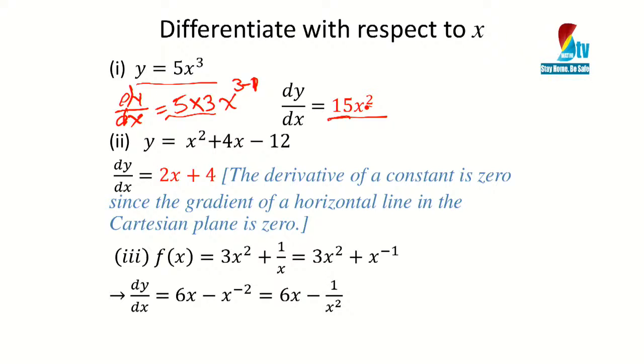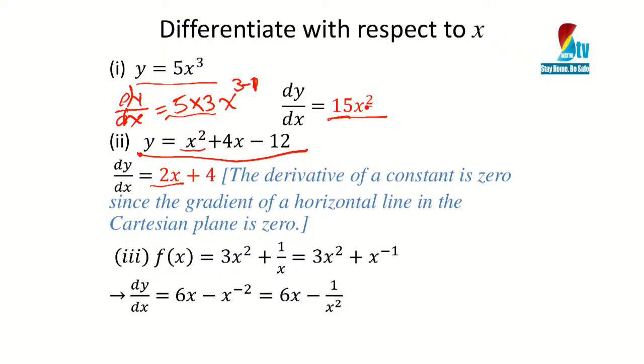Now let us look at a function that has more than one term. So we have x squared, we have 4x, and then we have minus 12. If we're differentiating, I said we differentiate each term. So we'll differentiate x squared. We multiply by 2 and then subtract 1 from the 2 to get 2x.